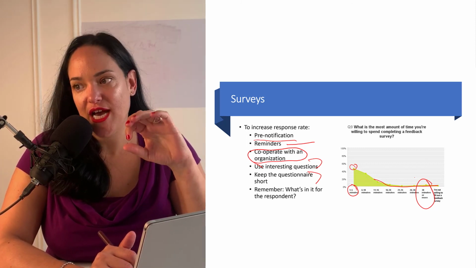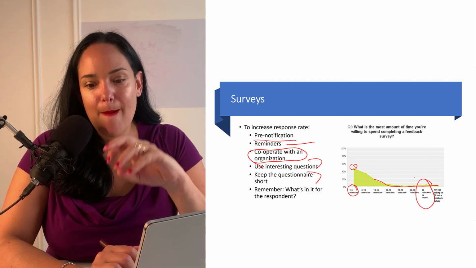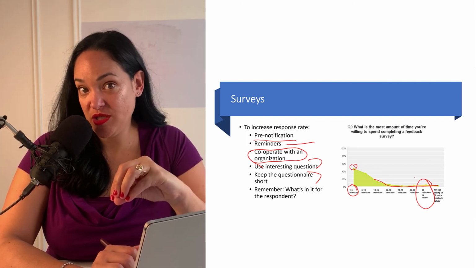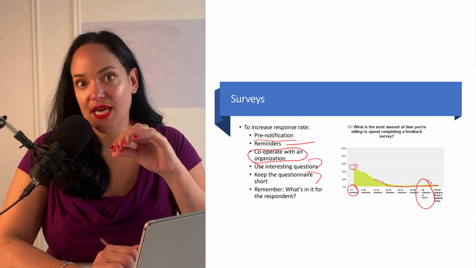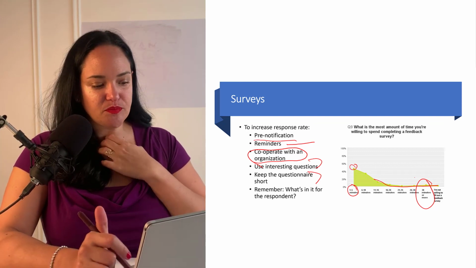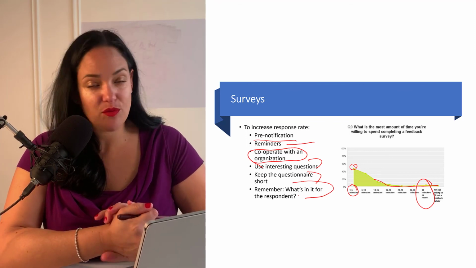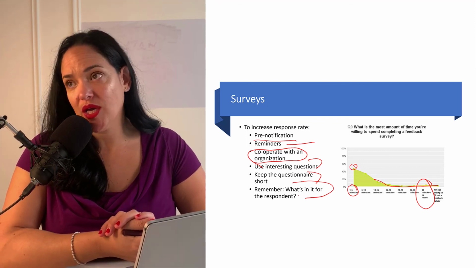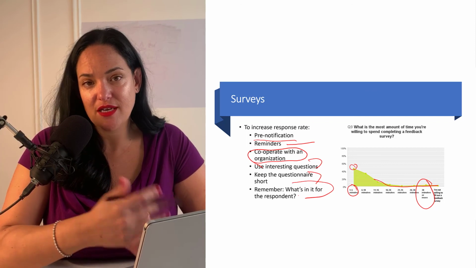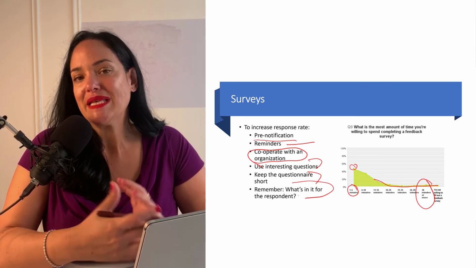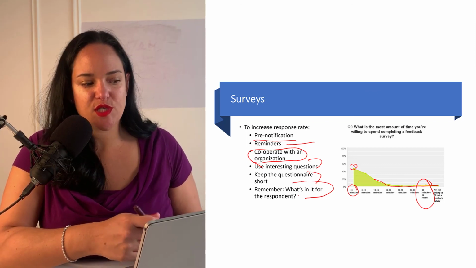So then it becomes a challenge to keep it short, but pick good questions that are really still going to capture what you're trying to capture. Okay, and it's a good thing to consider what's in it for the respondents. Sometimes they'll say, if you do the survey, you could win a $50 Amazon gift card or something like that. Something like that might help with response rates.